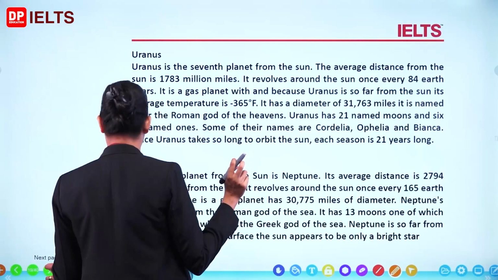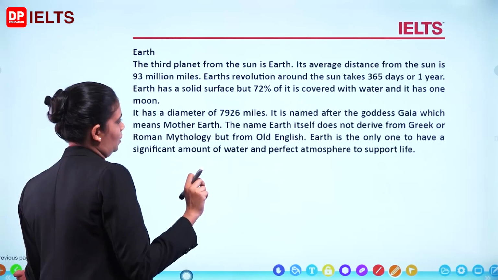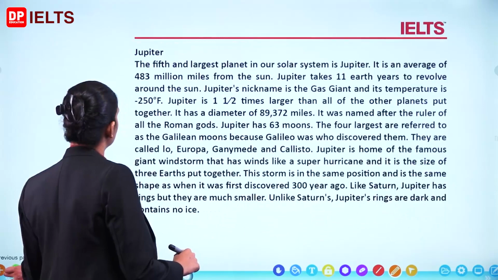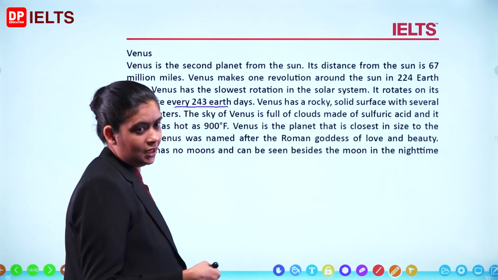Which planet has the lowest rotation? So, in the table also we saw it. Okay, so which planet has the lowest rotation? Venus. It rotates on its axis every 243 Earth days. So, I think that has the lowest rotation. So, I would say Venus.